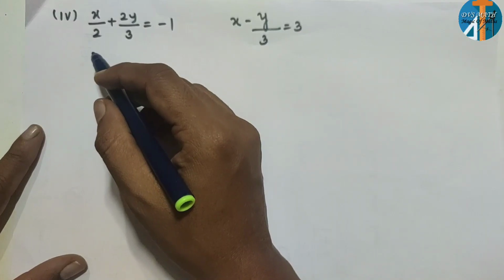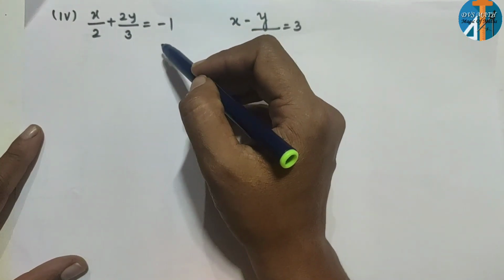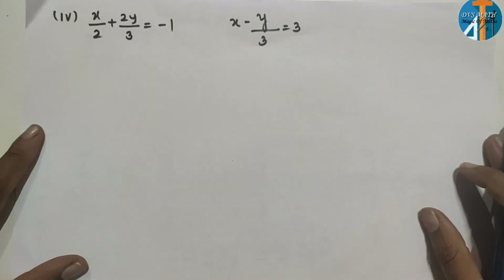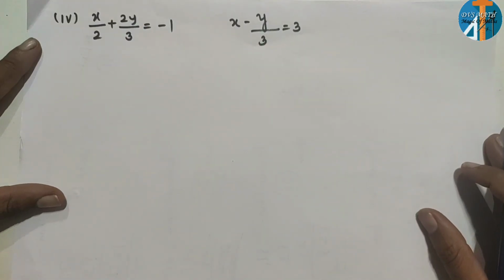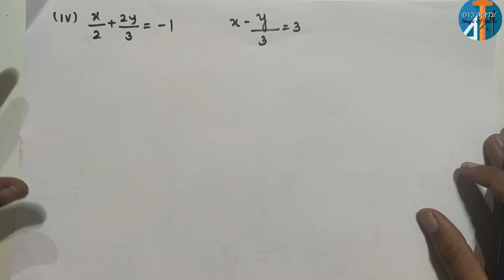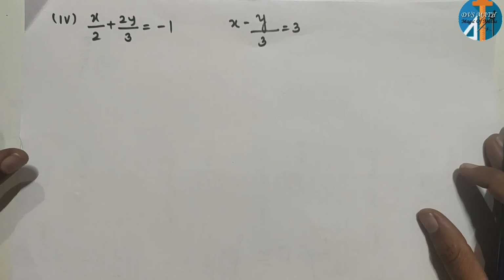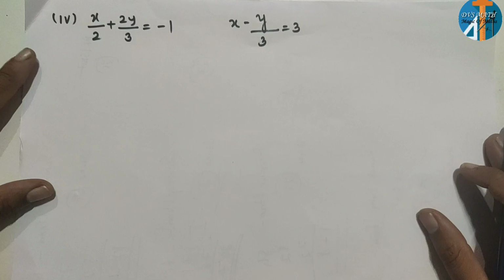Question 4. X by 2 plus 2y by 3 is equal to minus 1. X minus y by 3 is equal to 3. So now here how it is like fraction, right? As you all know, the general form of linear equation has to be like ax plus by plus c is equal to 0, right? So we have to convert these equations in terms of ax plus by plus c.